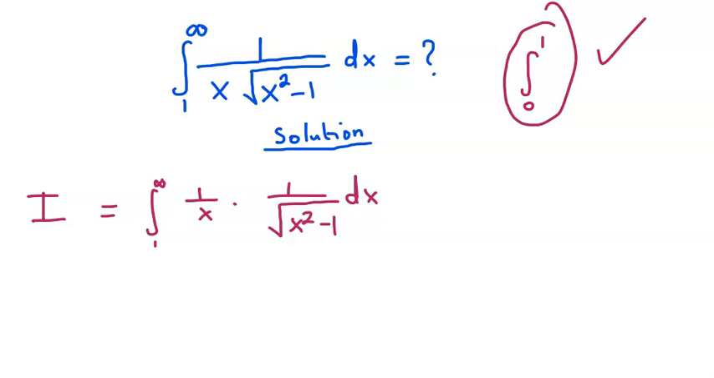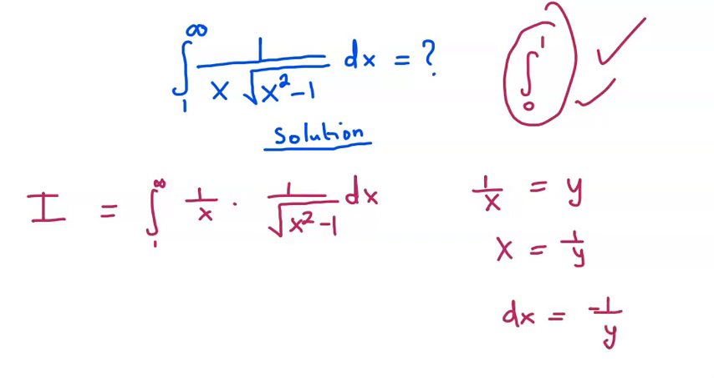Now for us to make this transformation, we're going to make a substitution. We're going to let 1 over x equal another variable, let's call it y. If we cross multiply, you will see that x is also equal to 1 over y. Now we can differentiate both sides, so we get dx is equal to negative 1 over y squared dy.